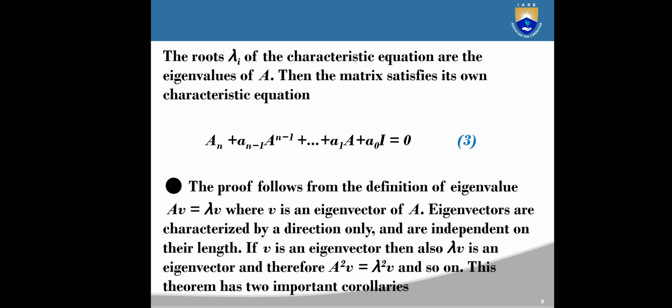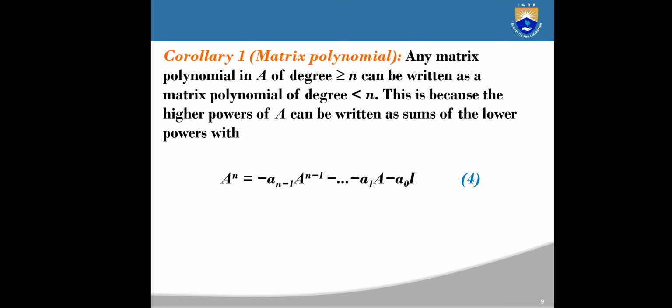This theorem has two important corollaries. Corollary 1. Matrix polynomial. Any matrix polynomial in A of degree greater than n can be written as a matrix polynomial of degree less than n. This is because the higher powers of A can be written as the sum of lower powers, with A^n equal to minus a_{n-1} A^{n-1} minus and so on up to minus a_1 A minus a_0 I, where capital A is the matrix and I is the identity matrix.